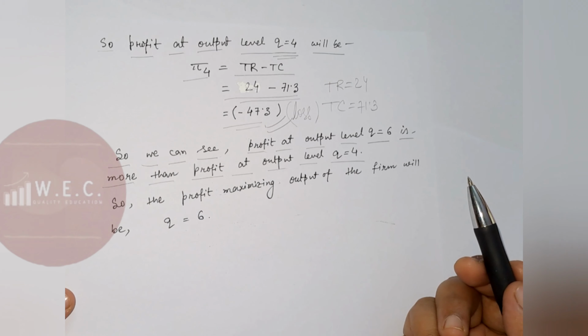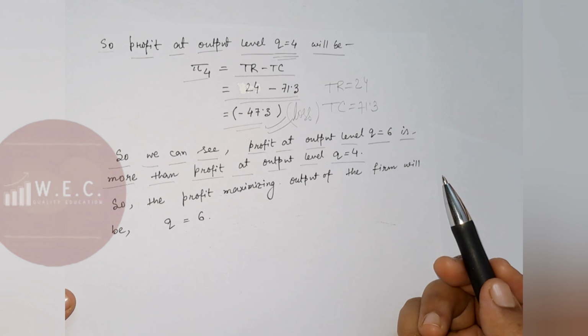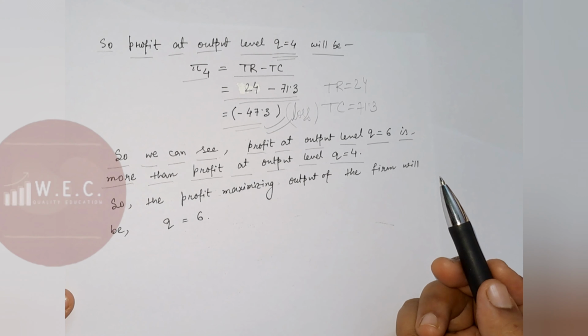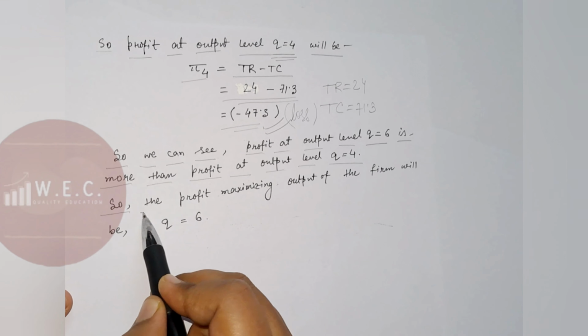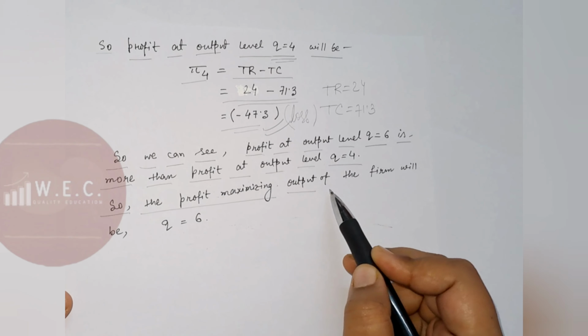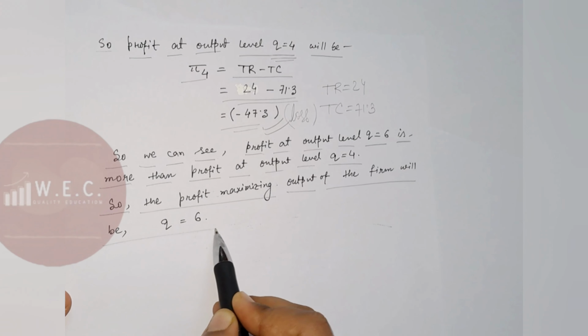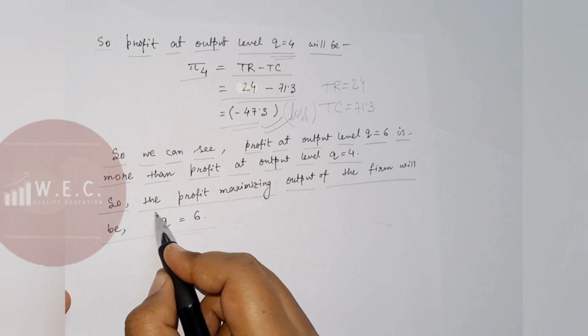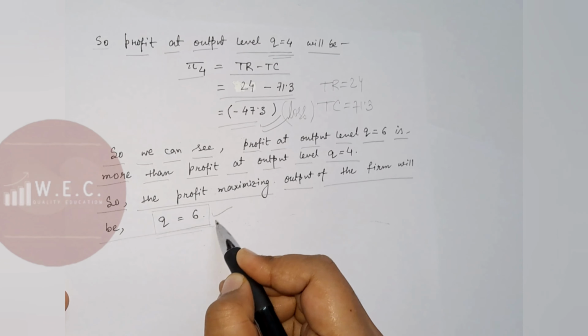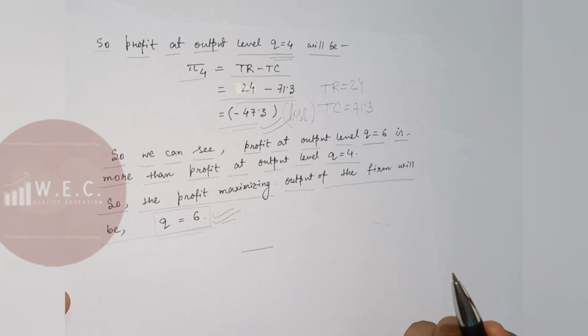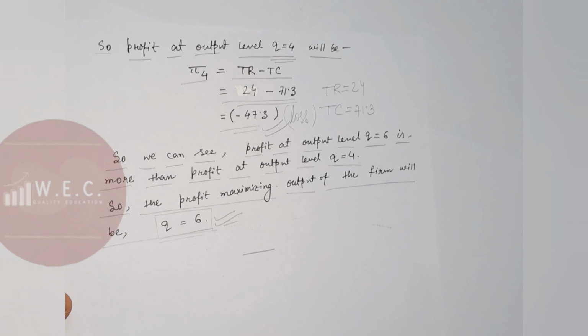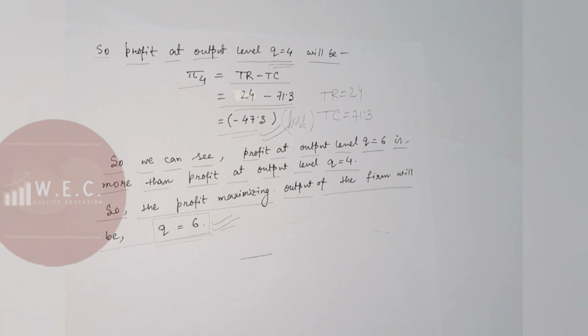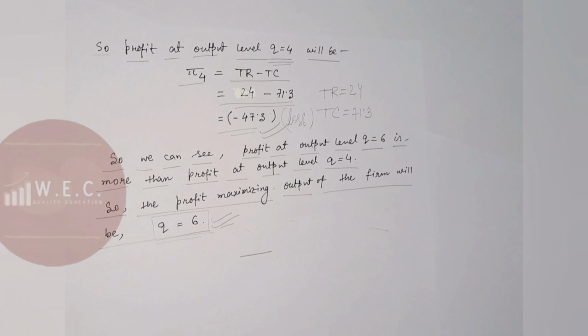So we have to see at which output level the firm has made the lower loss. You can see that the loss made for producing output Q equals 6 is lower than the loss made for producing output Q equals 4. That means, in other words, profit at output level Q equals 6 is more than profit at output level Q equals 4. So we can say that the profit maximizing output of the firm will be Q equals 6.